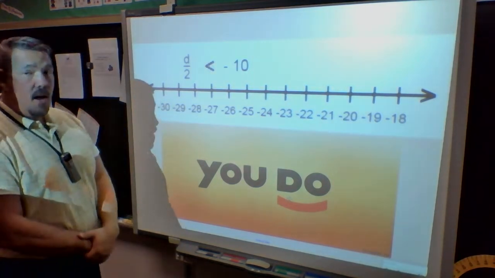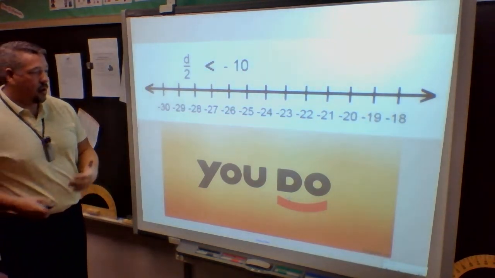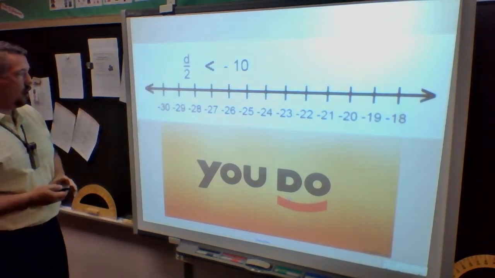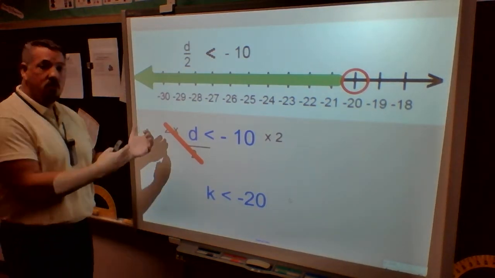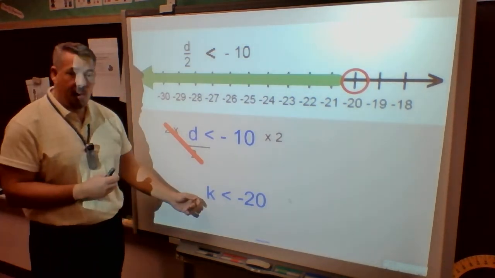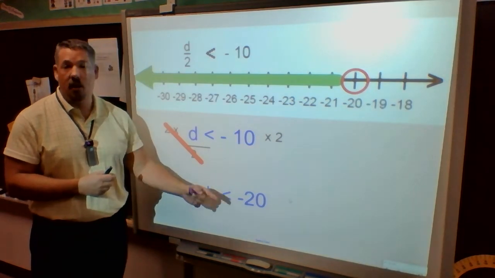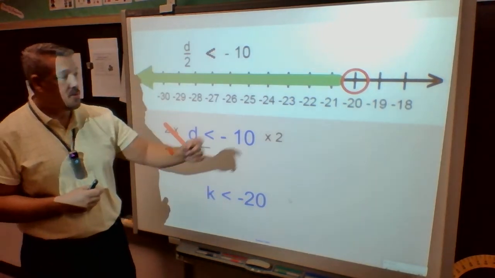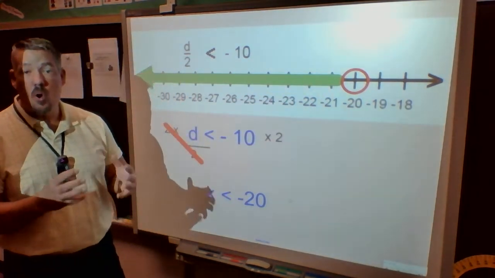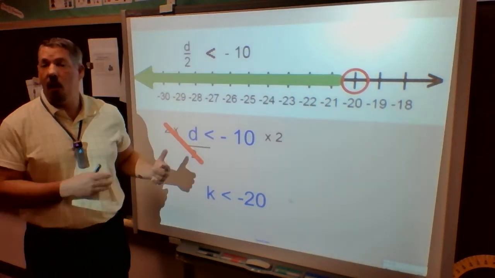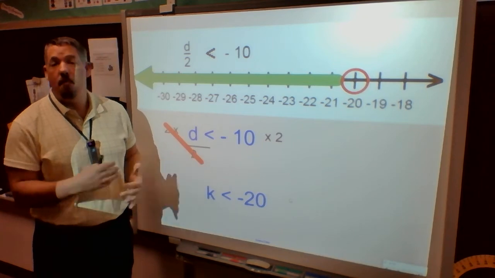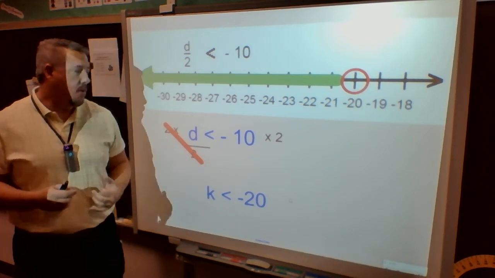So hopefully you've done as I asked and you've practiced this. And you'll look at what you did. So here we go. This is the answer that I got. Does yours look the same way? Did you get that k is less than negative 20? Did you circle where the 20 is? That's open. And did you point to the left? So if not, let's look at why. Maybe I made a mistake, or maybe you did.